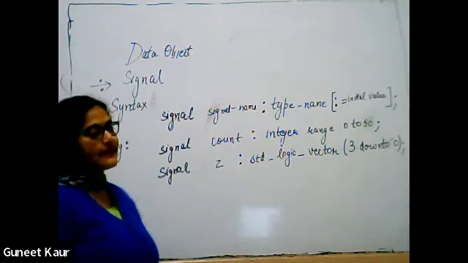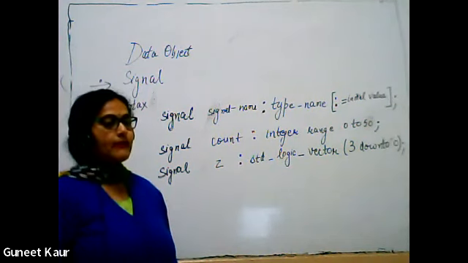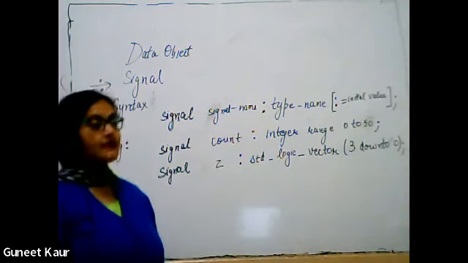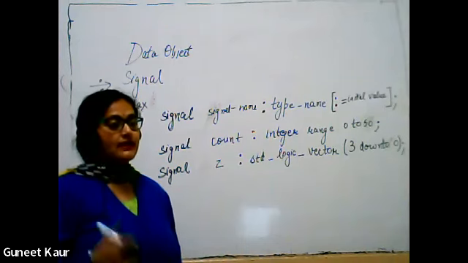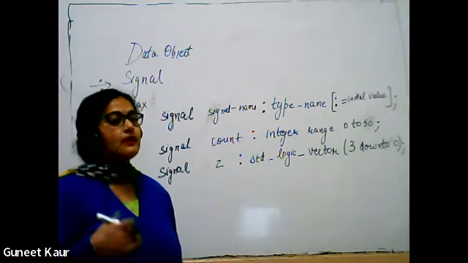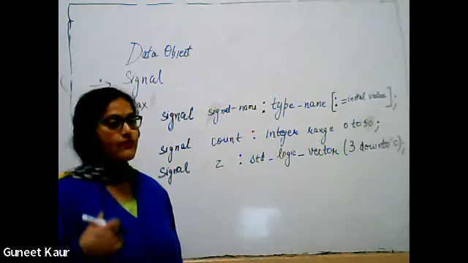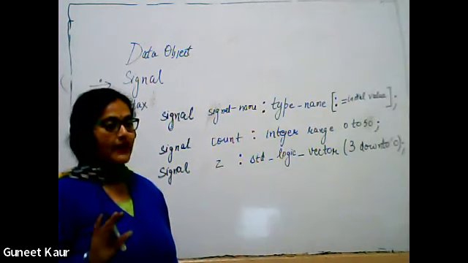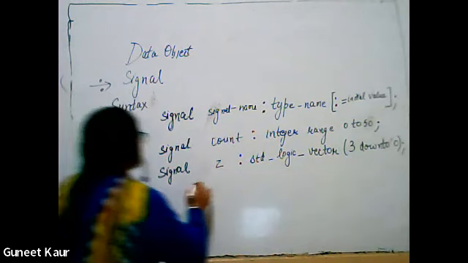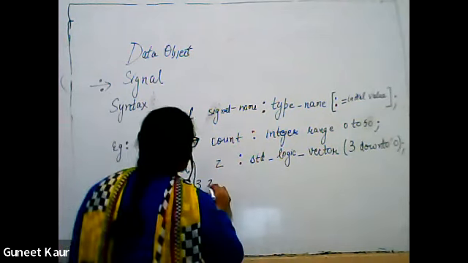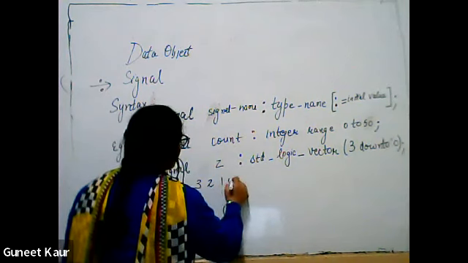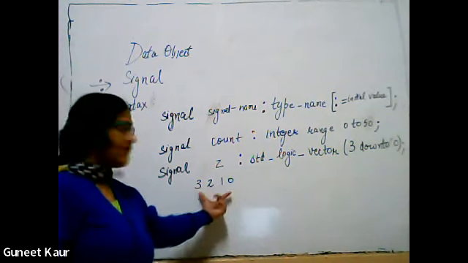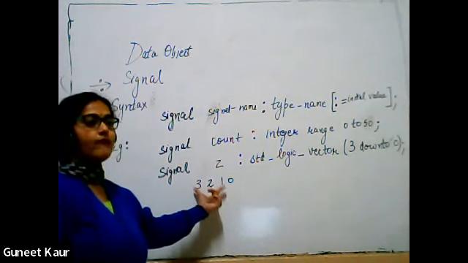Why is it written as 3 down to 0? Because it's of vector type, and 3 down to 0 means the first will be value 3, then 2, then 1, then 0. The vector is of 4 bits. The first bit will be the third bit, the second will be the second bit, then the first bit, then the 0th bit. So it's a vector of 4 bits.